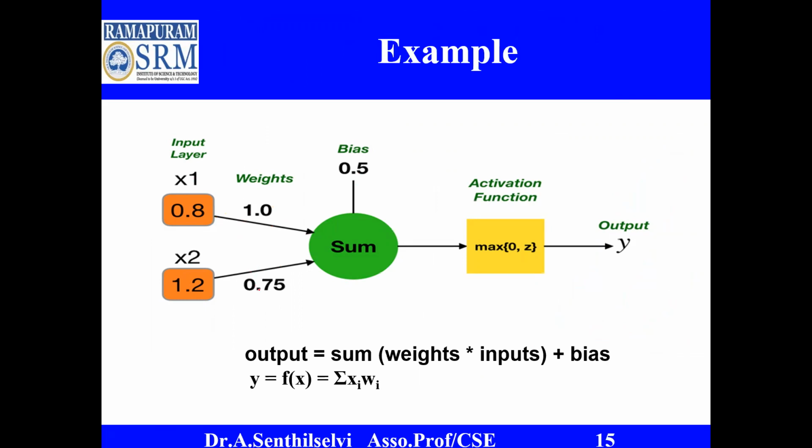So to find the summed input, this is the formula: output equals the sum of input into weight plus bias. Formally, mathematically, we can represent it as the summation of xi wi. Here we are using the activation function as maximum of 0 comma z. The activation function will decide the output.